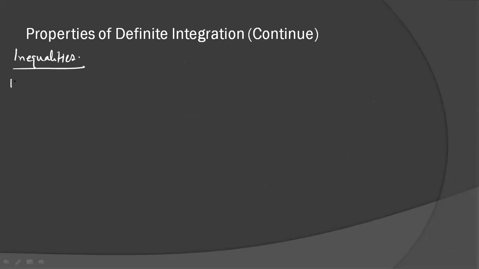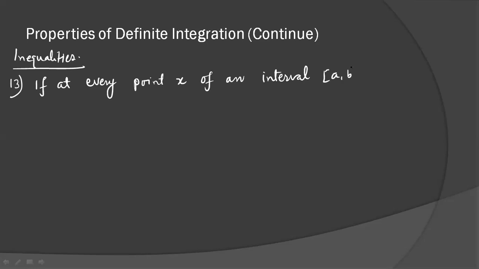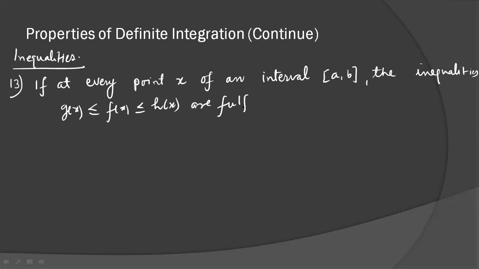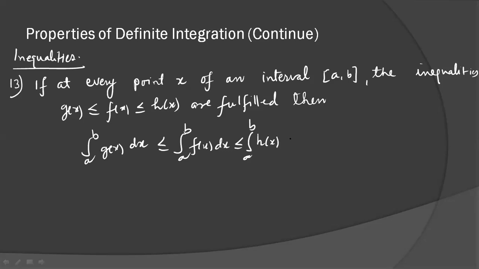Property 13 is, if at every point x of a closed interval a comma b, the inequalities g x is less than or equal to f x is less than or equal to h x, this is called the sandwich theorem, which I have already discussed in the limit chapter, are fulfilled, then integral a to b g x dx is less than or equal to integral a to b f x dx is less than or equal to integral a to b h x dx.